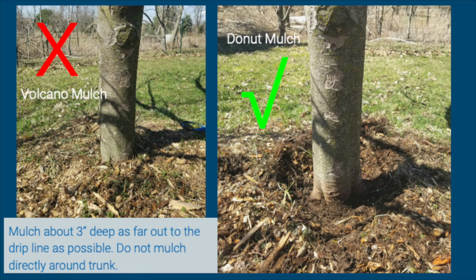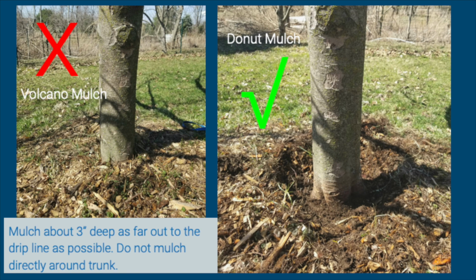Mulch is a great way to help protect and care for your tree's roots. Mulch as far out to the drip line as possible to give as much protection as you can. Another common mulching mistake I see is the volcano mulch, where mulch is heaped up around the trunk. This can create many problems for your tree. Mulch holds moisture against the trunk, which encourages rot and decay.